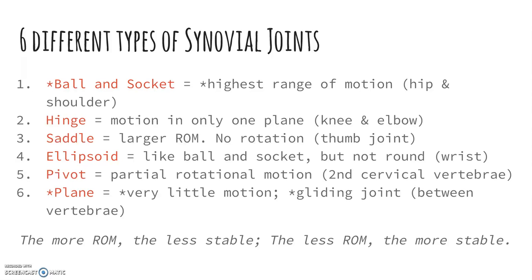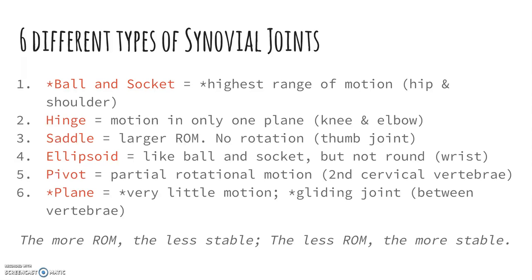The next one is ellipsoid. That's similar to the ball and socket shape, but it's elliptical instead of round. The range of motion, or ROM, is more limited than the ball and socket. It allows for slight rotation similar to the saddle joint. The example is the wrist.